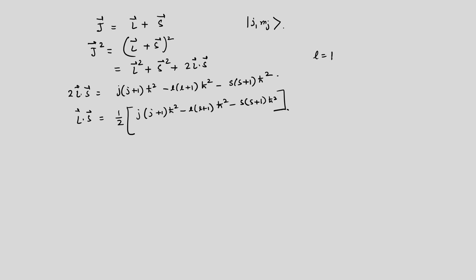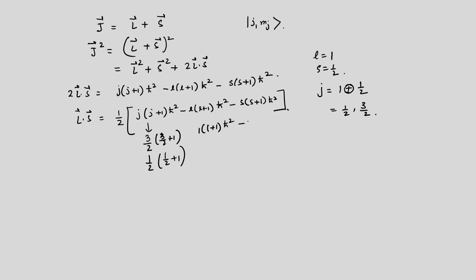So, for l equal to say 1 and s equal to half, then your j will become equal to, this is L plus S, so this is equal to half and 3 half. So, you can put j equal to 3 half, which will be the excited state, and j equal to half. So, this will be like half into, 3 half into 3 half plus 1, half into half plus 1, and so on. And this is of course 1 into 1 plus 1 h cross square and half into half plus 1 h cross square, and you can easily find the eigenvalues of these things. This operator has two possible states.